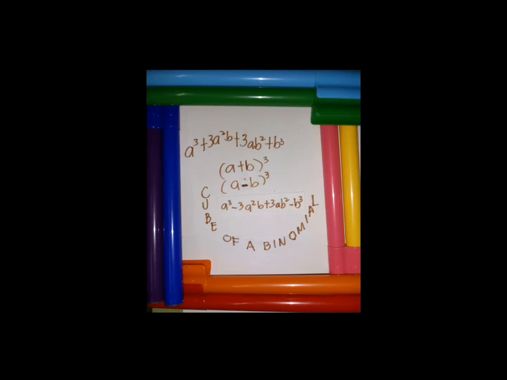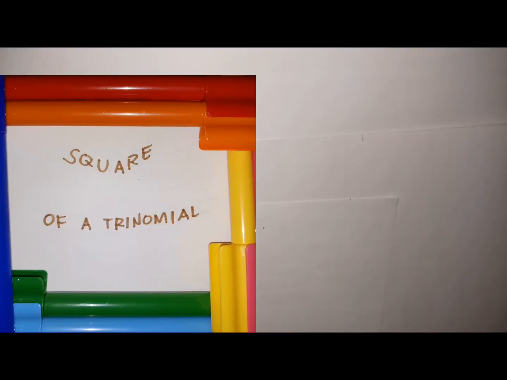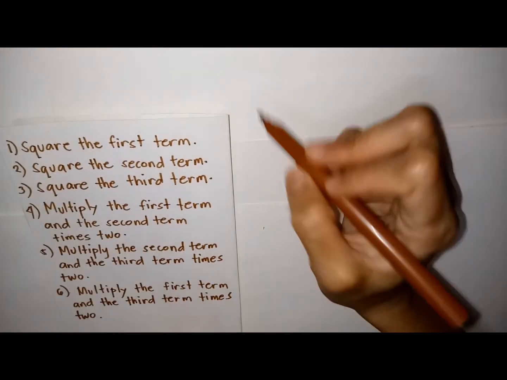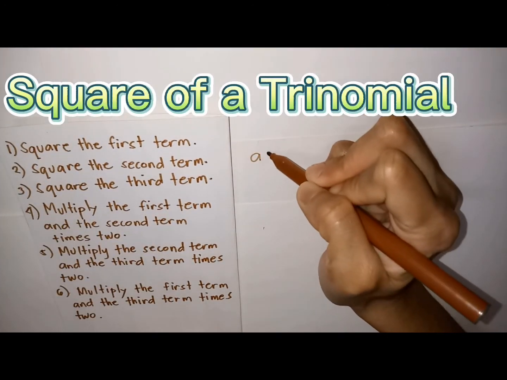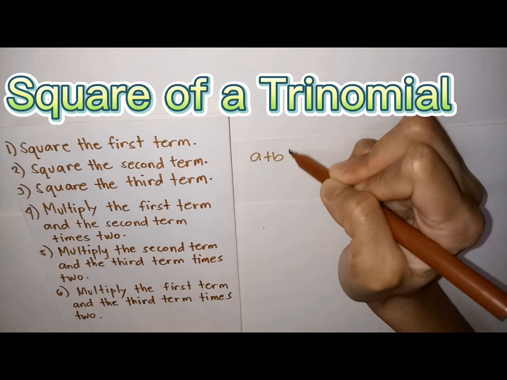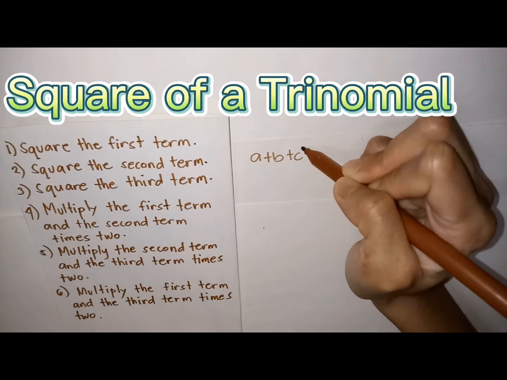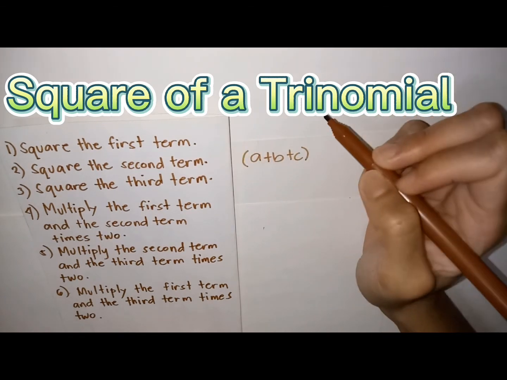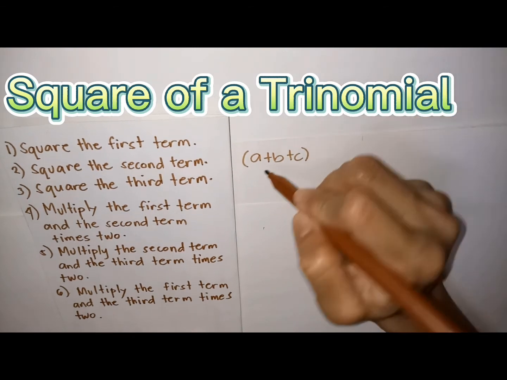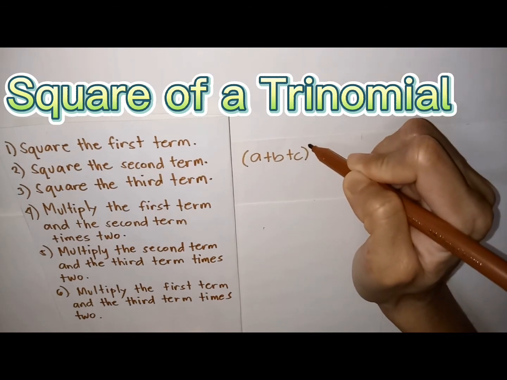That's all for our third case, which is the cube of a binomial. For our last case, we have the square of a trinomial. Trinomial is composed of three terms connected by a plus sign or a minus sign. So for example, we have a plus b plus c. And since this case is a square of a trinomial, we will square this quantity.